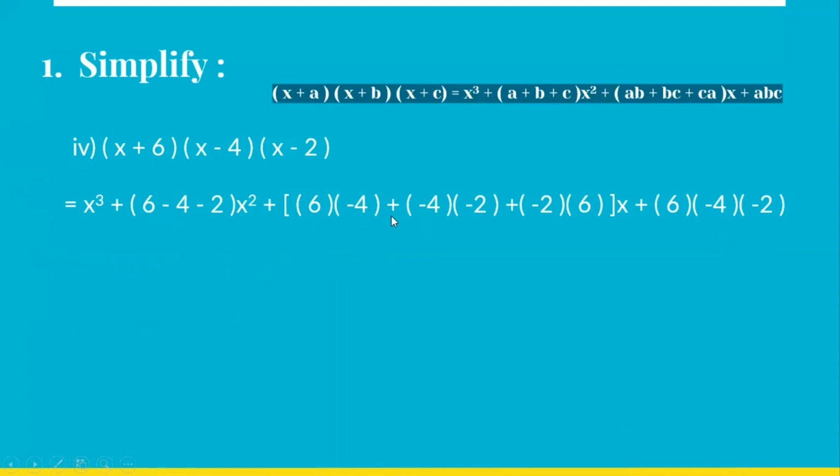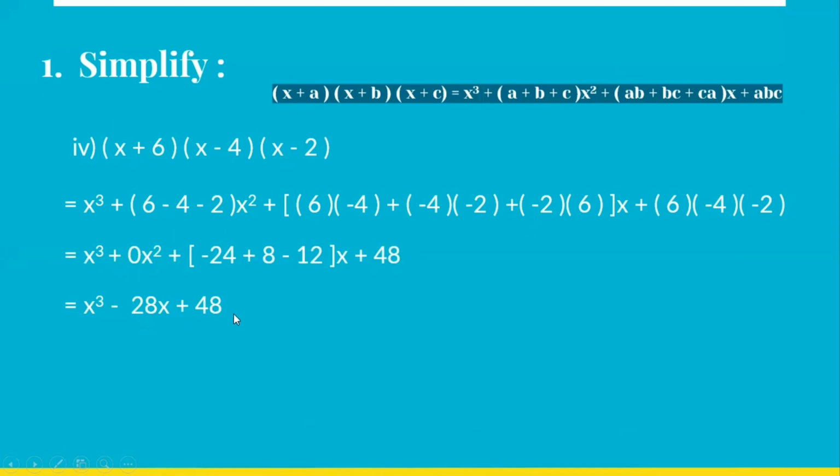6 multiplied by minus 4 is minus 24. Minus 4 into minus 2 is positive 8. Minus 4 into 6 is negative 24, and minus 4 into minus 2 is going to be 8, and 8 into 6 is a positive 48. Put the values. So x cube plus 0x square. Add the two negatives and then subtract, so you get this as minus 28x. So your final answer is x cube minus 28x plus 48.